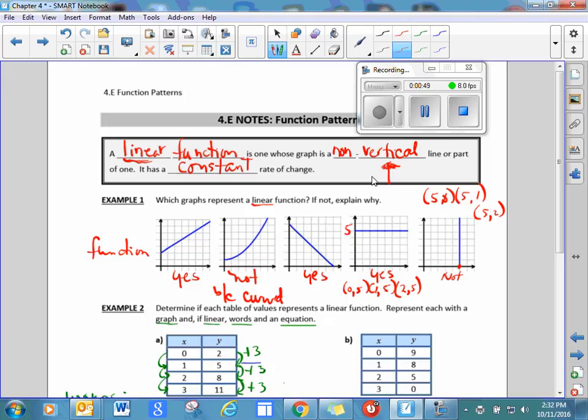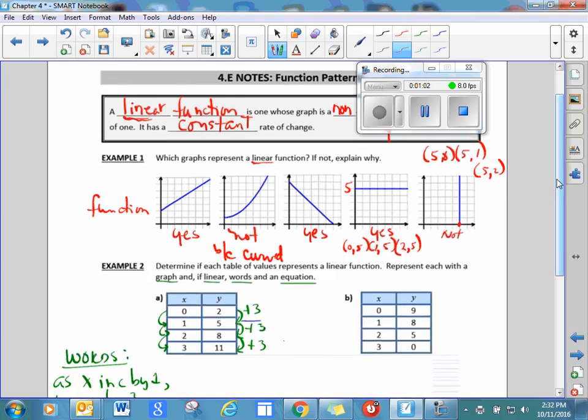So your linear function is a straight line that's not vertical, and it also has a constant rate of change. And we'll look at that when we look at these tables down here in just a minute. So quickly, we've just got a few little graphs that are sketched, no particular points shown on here, but from the graph, we ought to be able to tell whether it's a linear function or not and explain it.